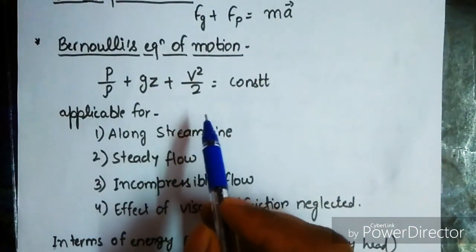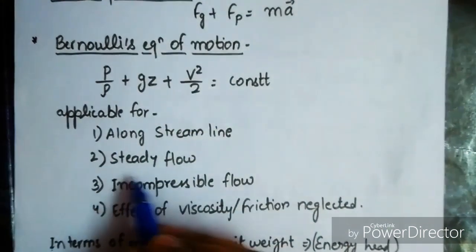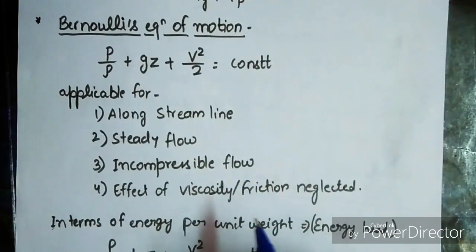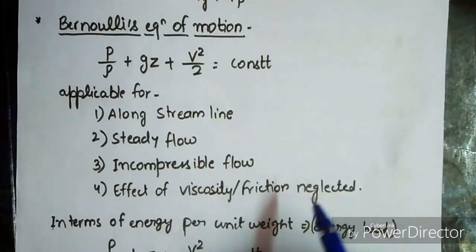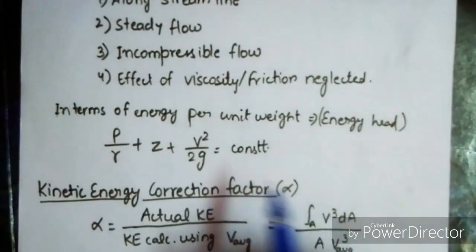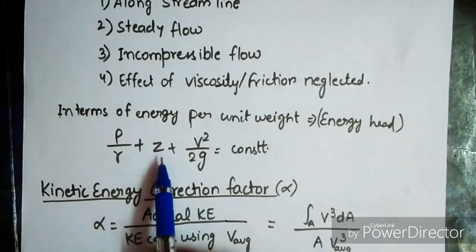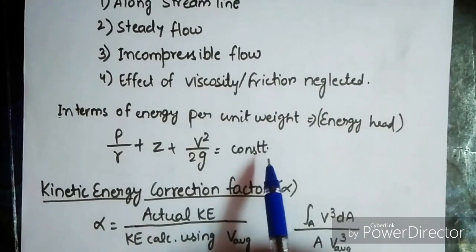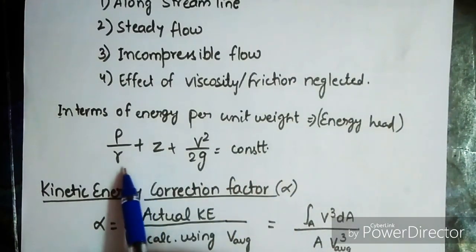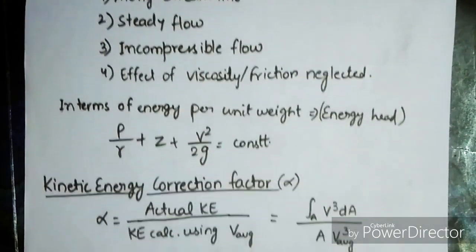Now this Bernoulli equation is applicable along the streamline, for steady flow, for incompressible flow, and when the effect of viscosity or friction is neglected. Then only we can apply Bernoulli's equation. Now in terms of energy per unit weight or energy head, we write this equation as P upon gamma plus z plus v square by 2g equals constant. Usually in calculations we use this expression of Bernoulli's equation.